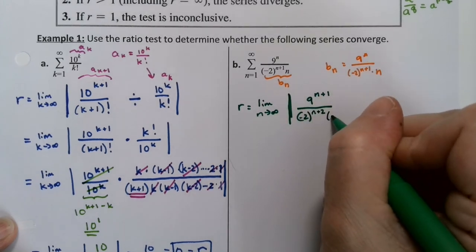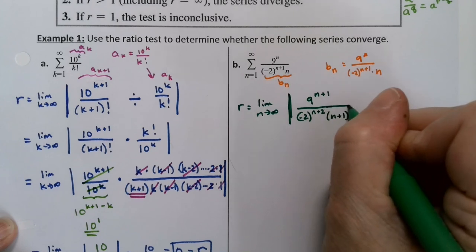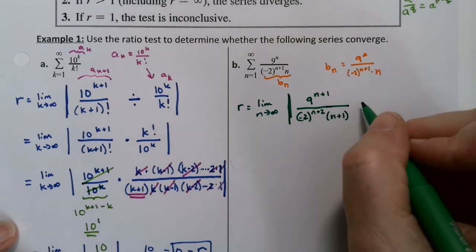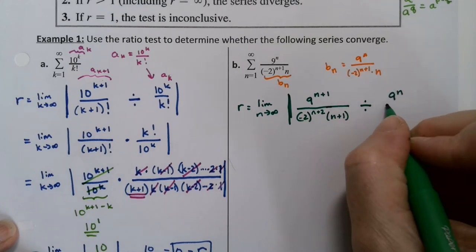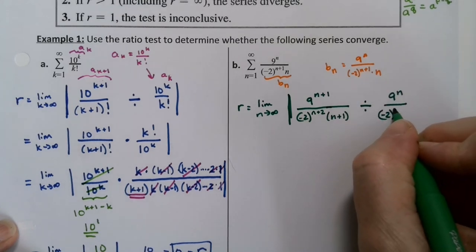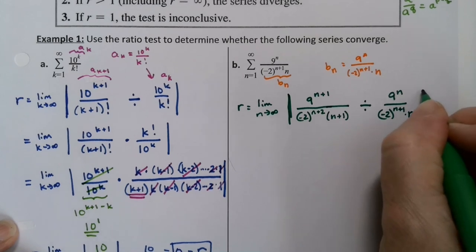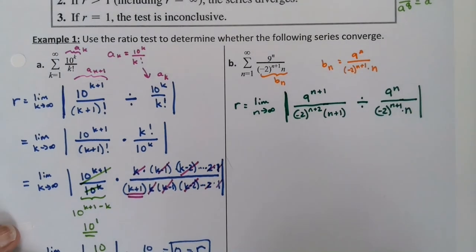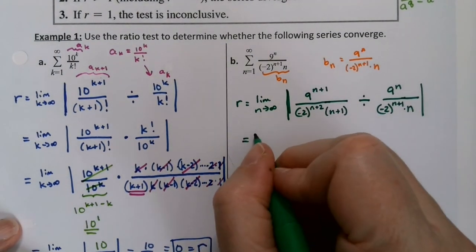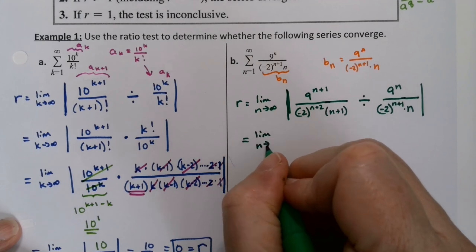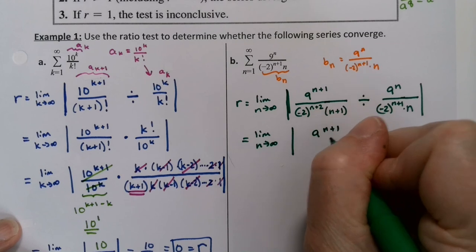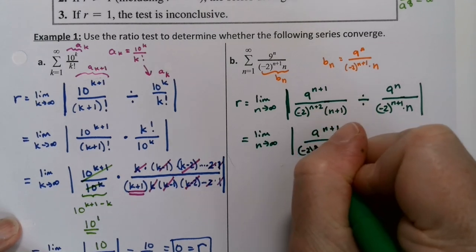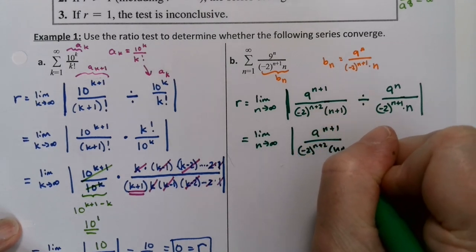And instead of n here, we'll have n plus 1, but of course I have to put it in parentheses. I'm going to divide it by b sub n, which is 9 to the n over negative 2 to the n plus 1 times n. All right, well, again, flip and multiply. Limit as n goes to infinity, absolute value of 9 to the n plus 1 over negative 2 to the n plus 2 times n plus 1.